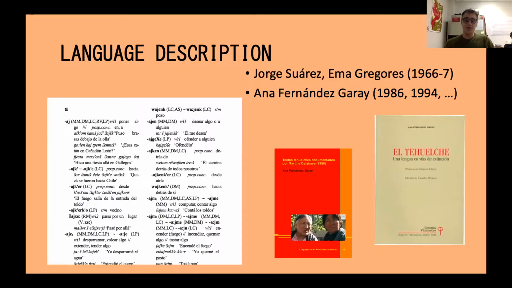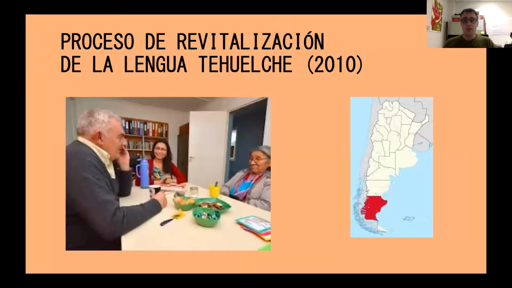Twenty or thirty years later, another Argentinian linguist, Ana Fernández Garay, made a formal description with a classical Boas trilogy: a dictionary, a corpus of texts, and a grammar. In 2010, two anthropologists worked with a very small group of Tehuelche who were living in a reservation. They're not called reservations anymore in Argentina, they're just called territories, but back then it was a reservation. They encountered a group of people who expressed concern about the language, because only very few elders spoke it by then.